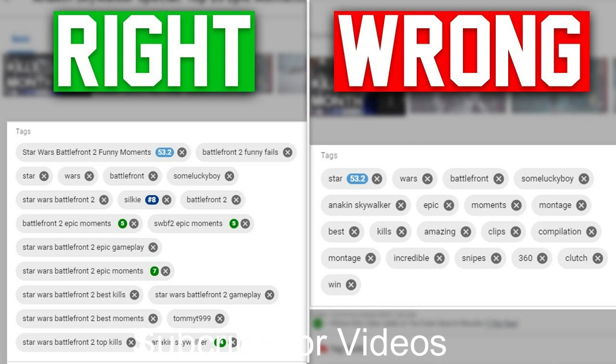In conclusion, YouTube tags are a crucial component of video optimization and can play a significant role in attracting new viewers and driving engagement on the platform. By understanding how to use tags effectively, creators can improve their chances of being discovered by viewers searching for content in their niche.